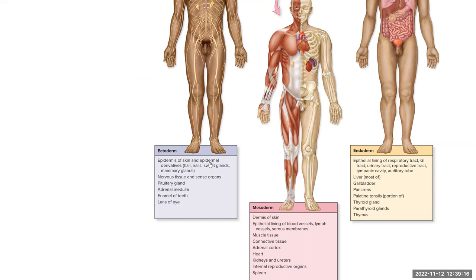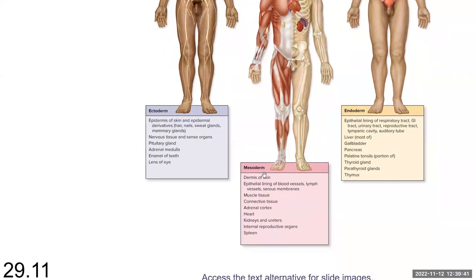And we talked about it in chapter 6, the epidermal derivatives, so things like hair, sweat glands, nails, all of that. Also, from the ectoderm, our nervous tissue is going to develop. Our special sense organs, structures that we learned about in chapter 16, and then, of course, some of the exceptions: pituitary gland, adrenal medulla, enamel of the teeth, and the lens of the eye.